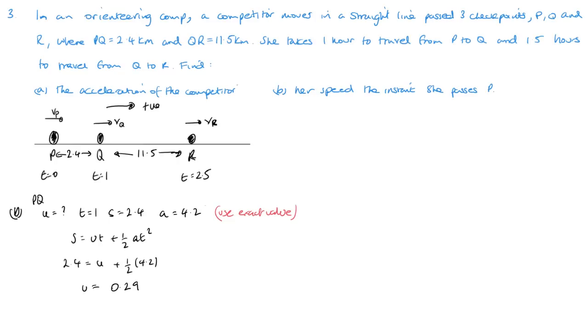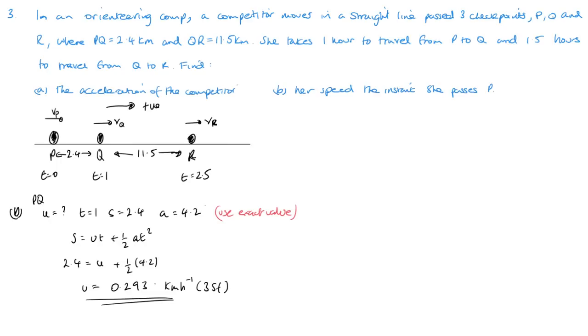And that gives me 22 over 75, or 0.293 meters per second to 3 significant figures. Sorry, not meters per second, kilometers per hour. Because the distance is in kilometers and the time is in hours. So just be careful of that.